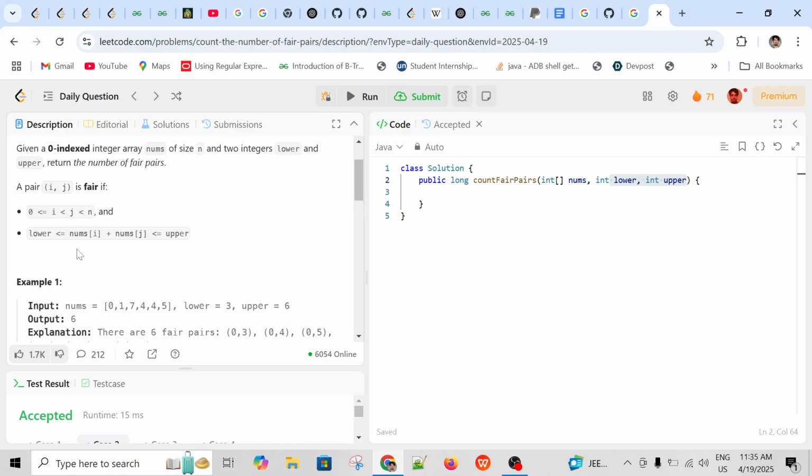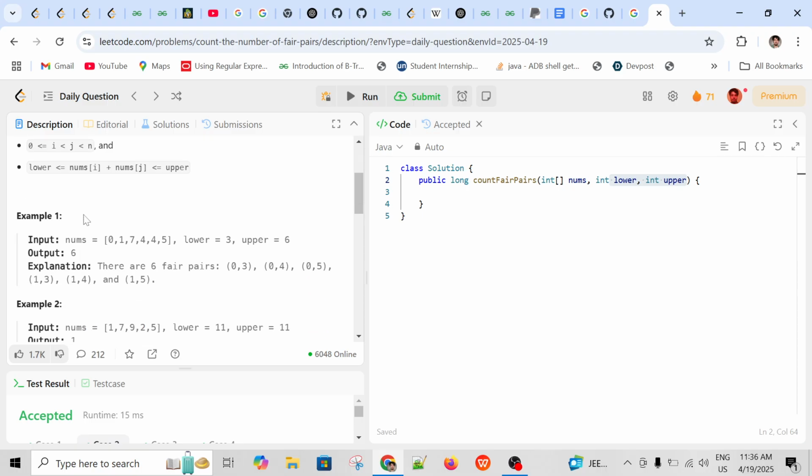So if the pair sum lies in this range, it will be considered as a pair, otherwise we will not consider it and will not include it in our answer. So now the problem is you have to find the number of pairs whose sum is in the range of lower to upper. So let's see example 1.